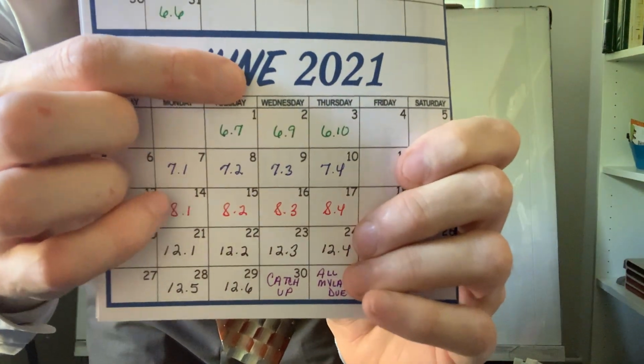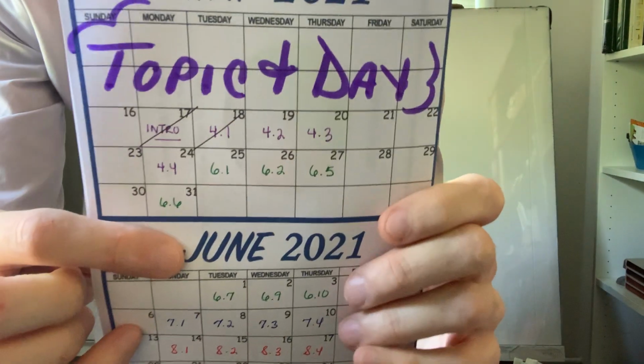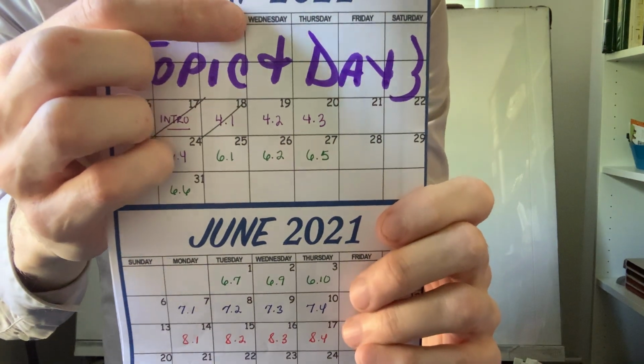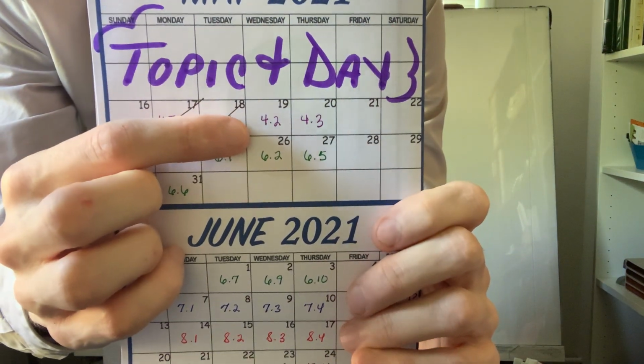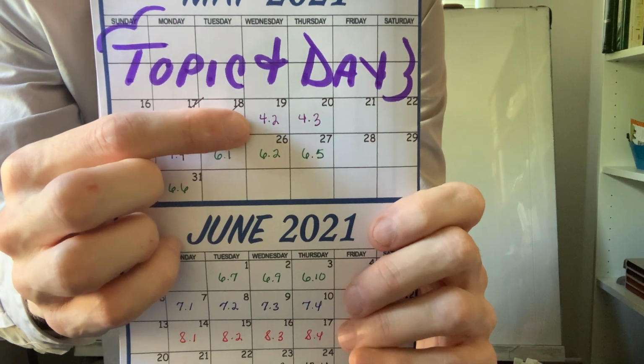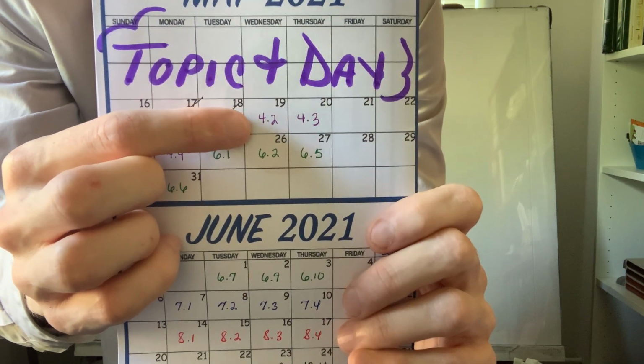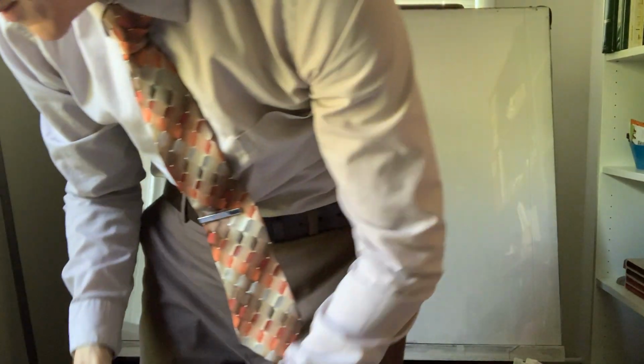Today is Wednesday. Or am I in the wrong month? Sorry. Wednesday, May 19th. I gotta get rid of the month here. June 19th. So section 4.2 per the schedule.